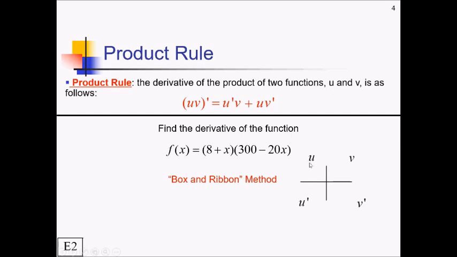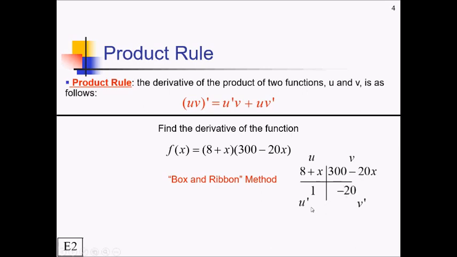So my original u function, and it doesn't matter which one you use, but I always like to use the first one, but really it's multiplication, so either one is fine. So we've got 8 plus x, and then v, that's going to be 300 minus 20x. So go ahead, pause the video real quick, and figure out u prime and v prime. All right, so for u prime, we have the derivative of 8 plus x, which is just going to be 1. And for v prime, we have the derivative of 300 minus 20x, which is just the constant negative 20.